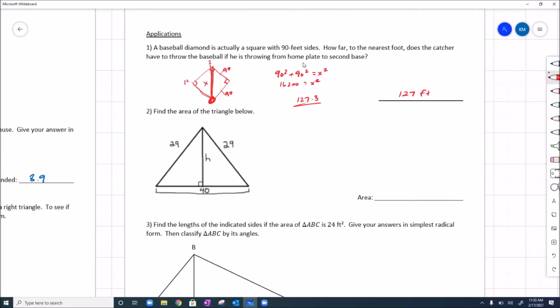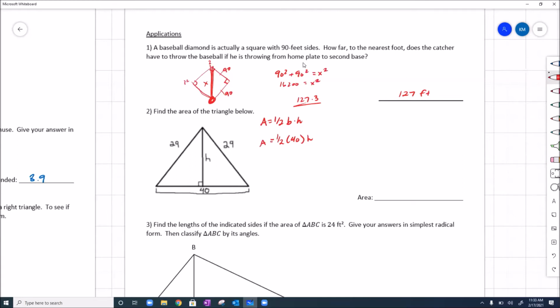Number 2 says find the area of the triangle below. Remember that the area of a triangle is 1/2 base times height. Our base in this case is 40. We don't know the height yet, but we can find the height, and I guess that's the point of this problem.